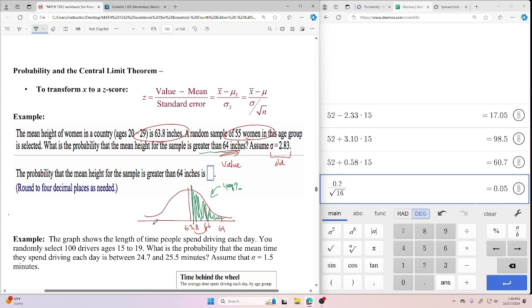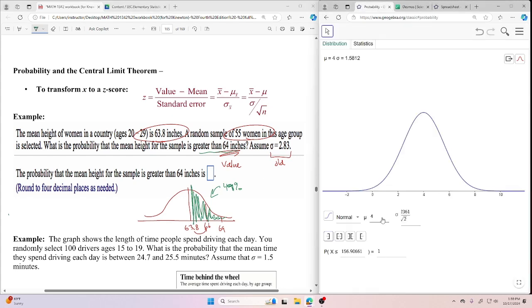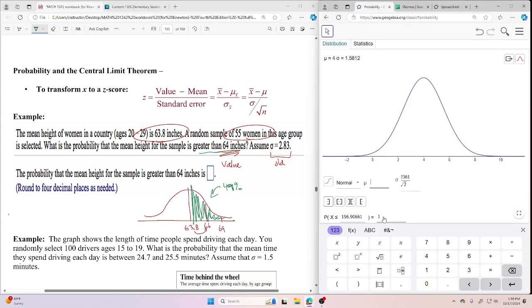So let's do the real math now, okay? I want to put in my new mean. What would I put in the mean box? 63.8, got it. What do I put in my standard deviation box? There you go, 2.83, and then divided by SQRT, and I open the parentheses, it automatically does that, of that, 55. Exactly. So that's my new standard deviation, or standard error is what they call that.